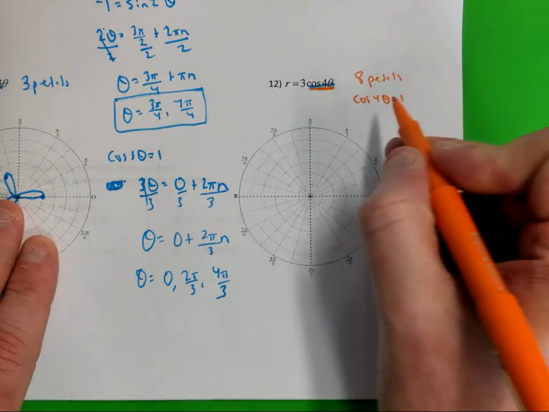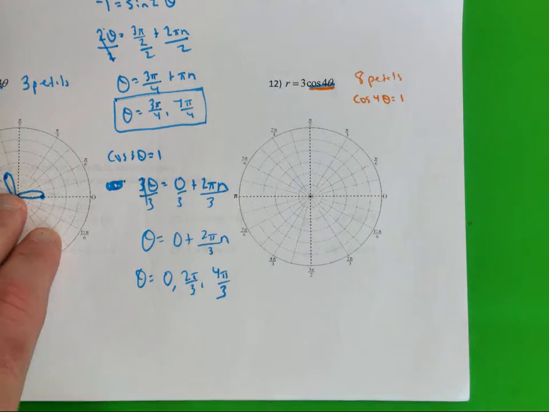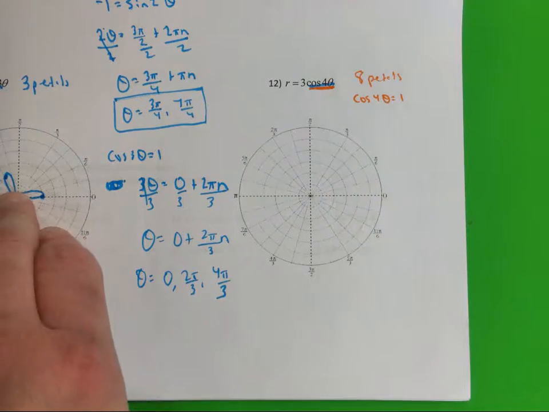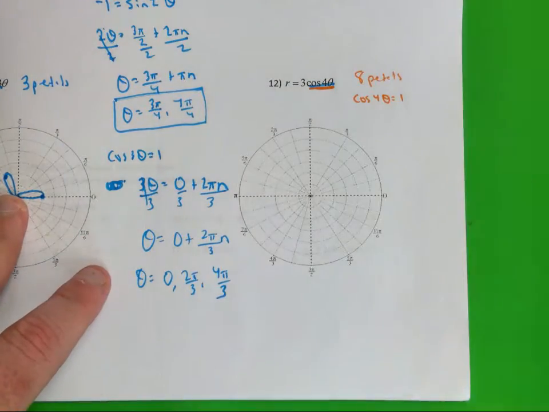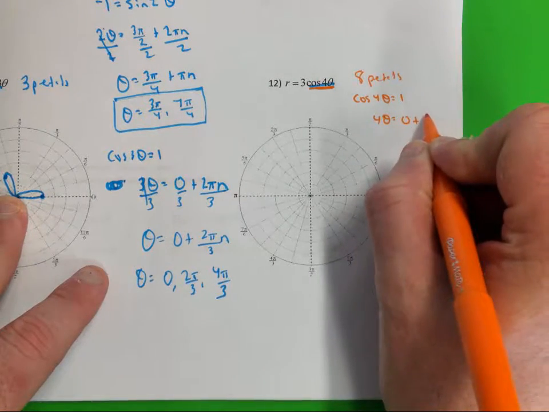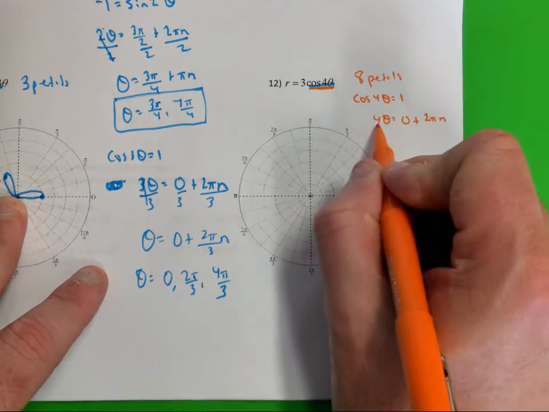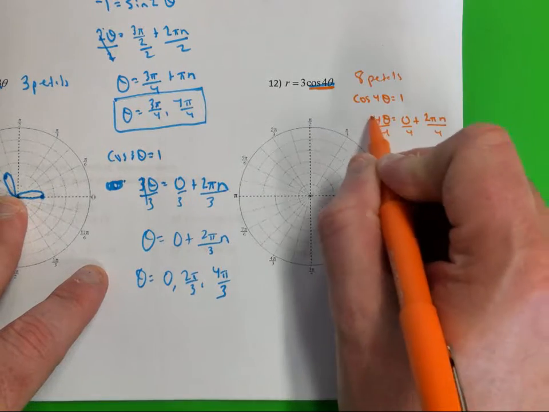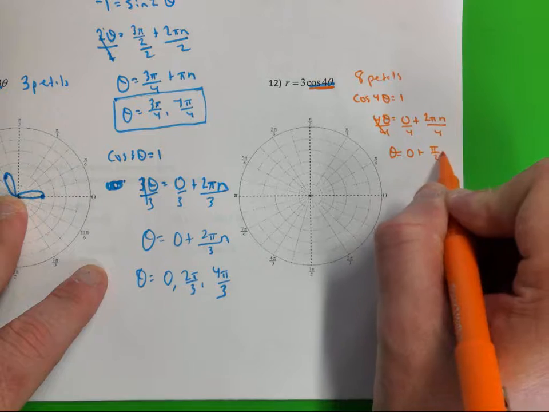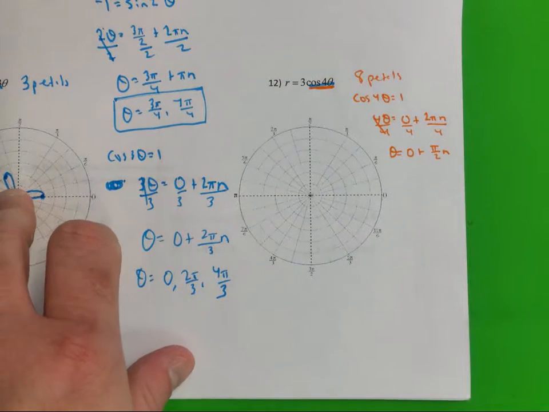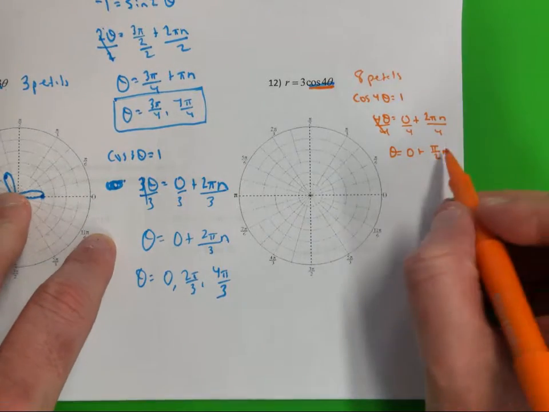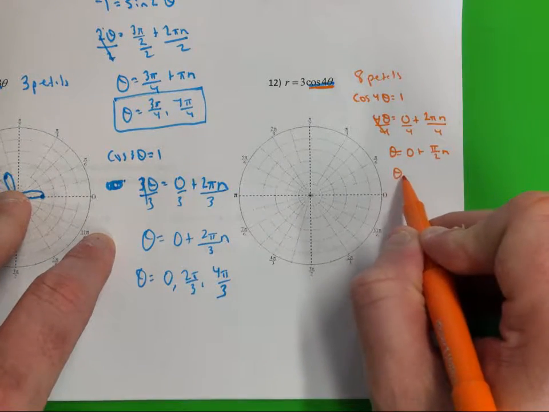Okay. Where does it give you a cosine value of 1 at? At what number? 0, isn't it? 0. We don't worry about 2 pi, just 0. So I'm going to put 4 theta equals 0 plus what? 2 pi n. I'm going to divide everything by 4. And I get theta equals 0 plus pi over 2 n.